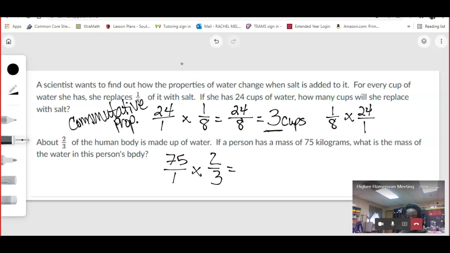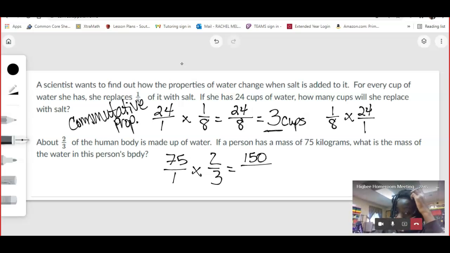Think money, guys. Think money. If you have 75 cents in one hand and 75 cents in another hand, how much money do you have? 150, right? That'd be $1.50. Okay, so 75 times 2 is 150.